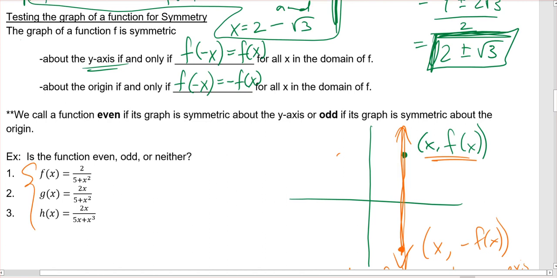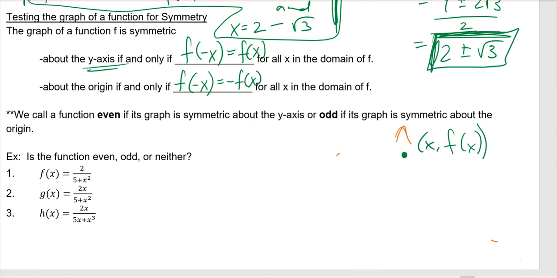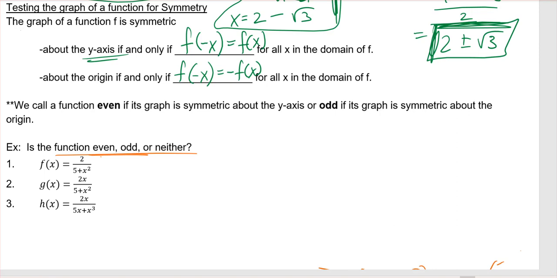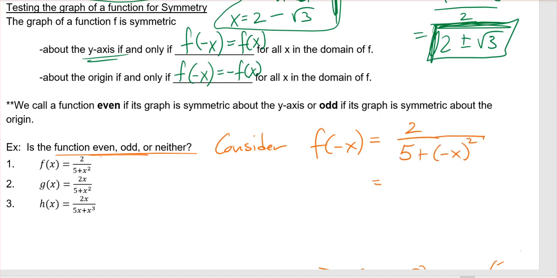All right, so now we're going to go for it. We want to know if these functions here are symmetric about the x-axis, y-axis, or the origin. Well, we just got done saying it can't be symmetric about the x-axis. So let's go for it. To do any of these, we're going to consider what happens when I put a negative in there. So f here, we're going to put 2 over 5 plus a negative number in there. All right, now we simplify it.